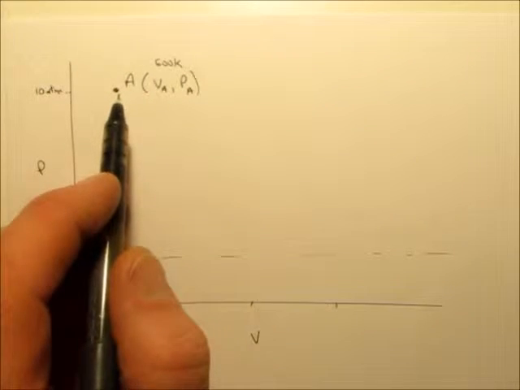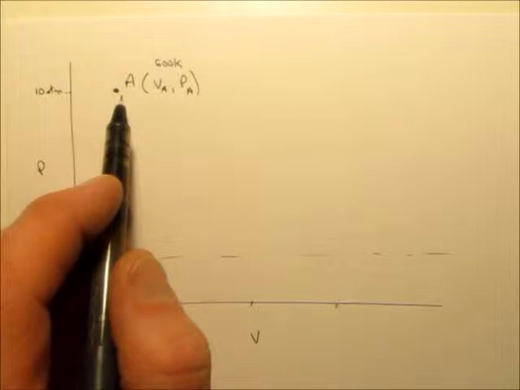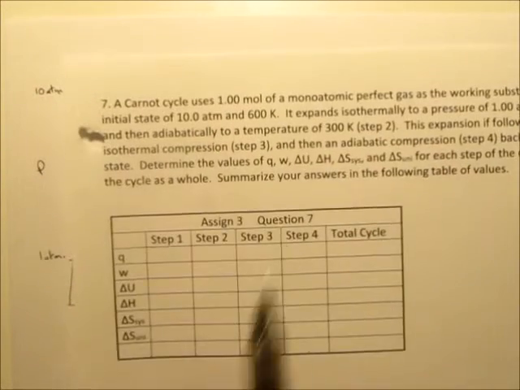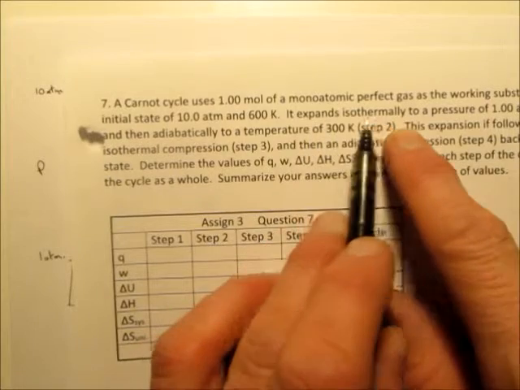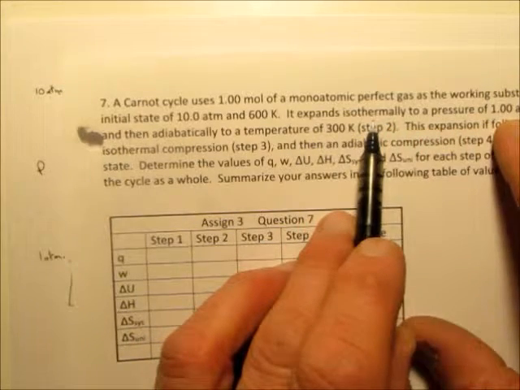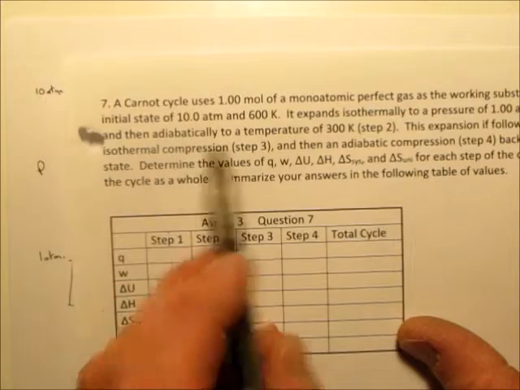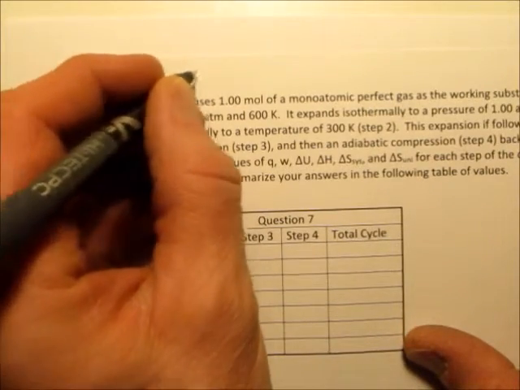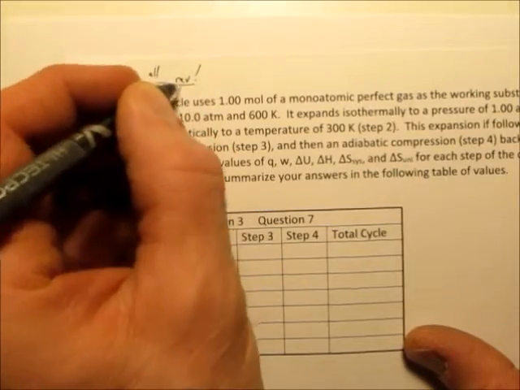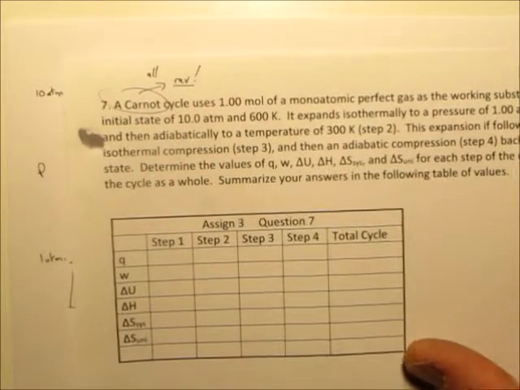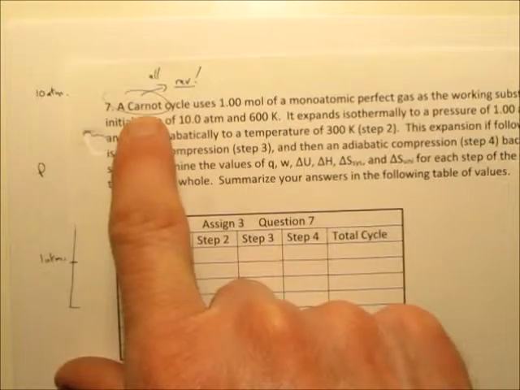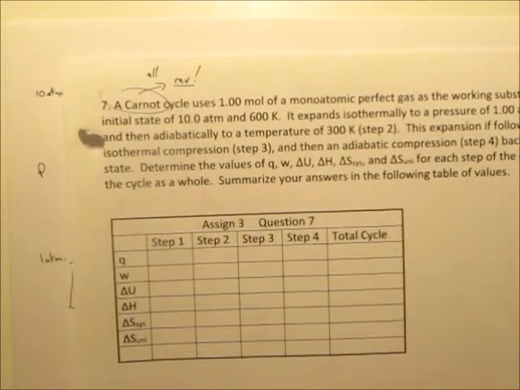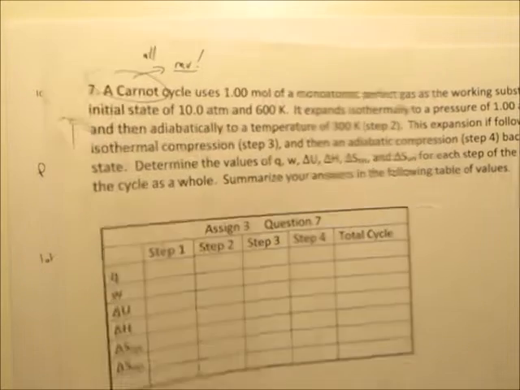And you're going to go isothermally and reversibly. And that's the other thing I want to draw your attention to. Notice how this one says it expands isothermally to 1 atmosphere. Call it step 1. And then adiabatic. The one thing about a Carnot cycle, all the steps are reversible. So even though it doesn't put the words in here, it's understood that in a Carnot cycle, every single step they outline is done reversibly. Okay?